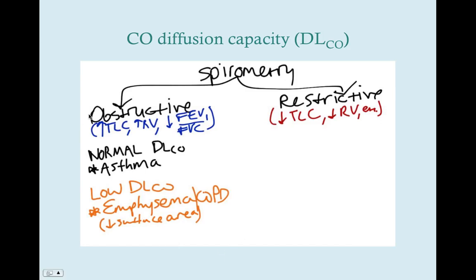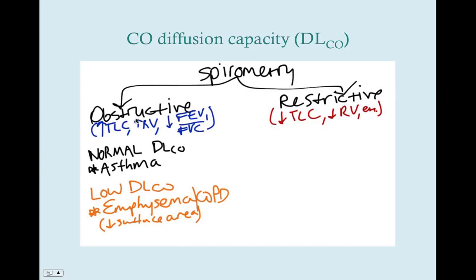With obstructive diseases that have a low DLCO, so a disease of the tissue, that's emphysema. So remember, with emphysema, it's actually a disease of the alveolus, so you have a decreased surface area. And these are the most common obstructive diseases.